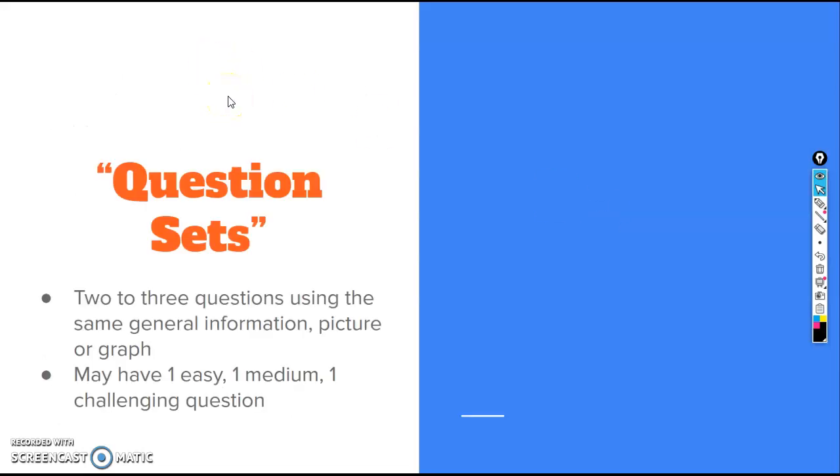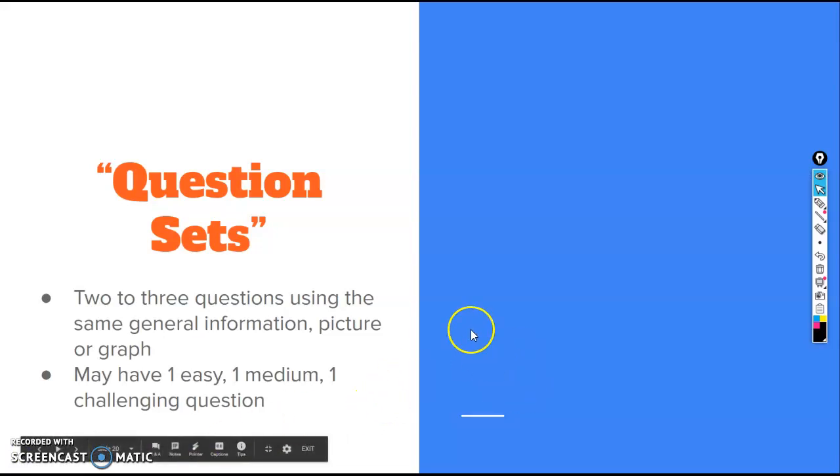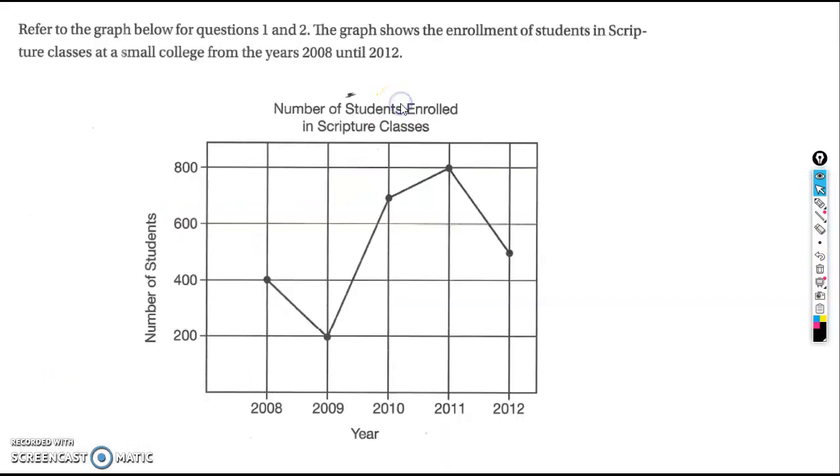The last type is called a question set. This is where they're going to give you one basic piece of information and then ask you 1, 2, maybe even 3 questions about that information. So it may have one question that's easy, one question that's medium, and one question that's hard, or it may have 2 medium questions. But a question set means you're going to have to know the information piece first.